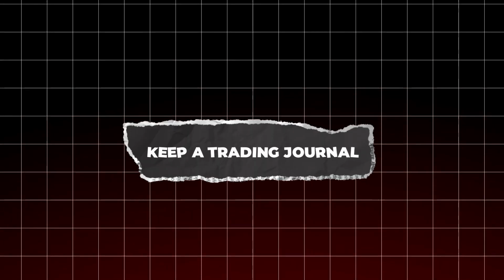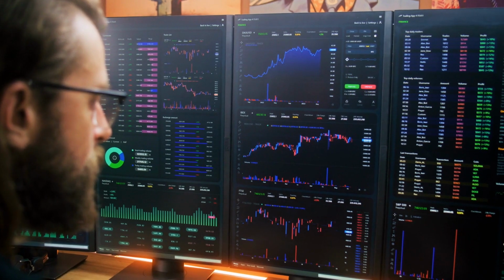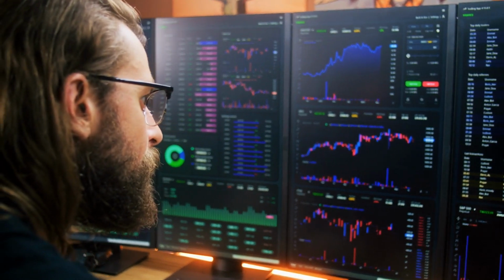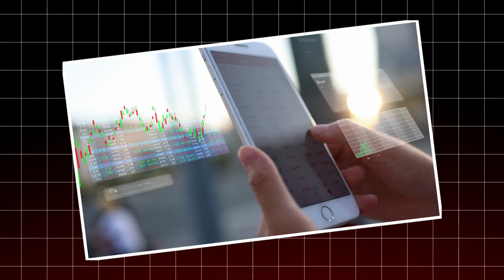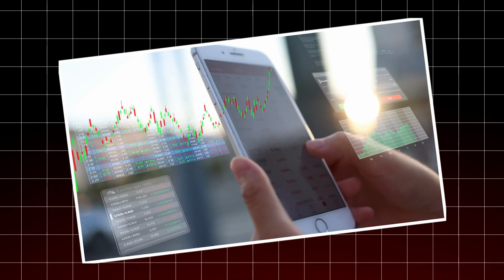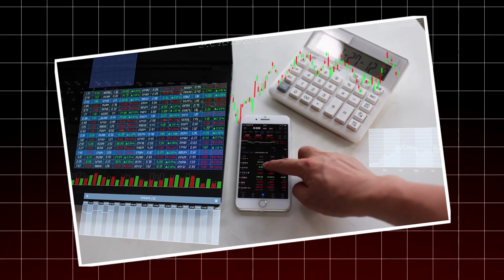Track your trades, including what you observed, why you made the decision, and how it turned out. Over time, this habit will help you identify patterns in your own analysis and improve your strategy.